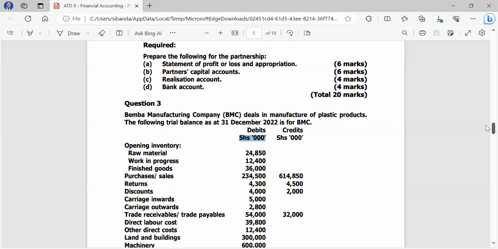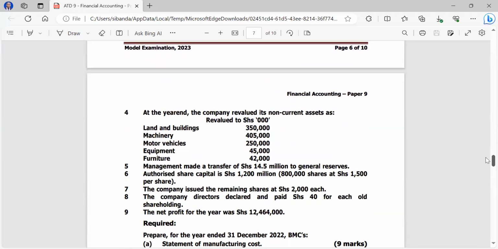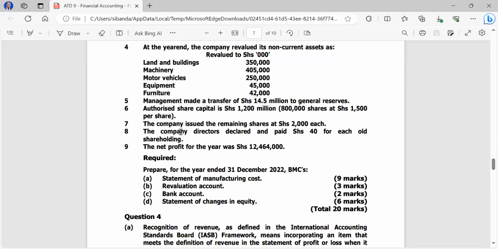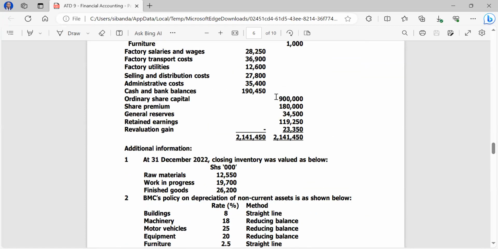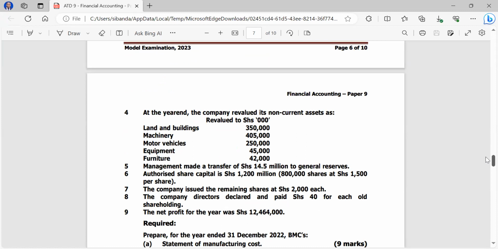Then I'll move on and see. They are saying authorized share capital is 1,200,800 shares at 1,500 per share. The company issued the remaining shares at 2,000. Now remember, we already have some share capital here of 900,000. And they're telling us the authorized share capital is 1.2 million.